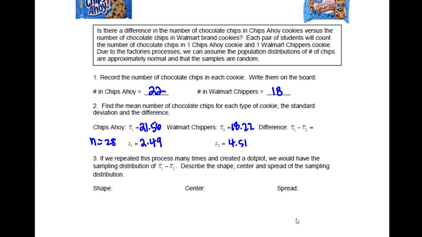So the difference in the means would be if I did 21.56 minus 18.22. And so that is 3.34.